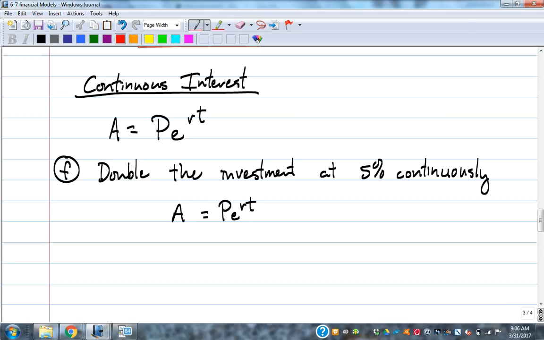Little different interest problem here. It asks us when we want to double our investment, which is always a good thing to do, at 5% interest compounded continuously. So to double an investment, what's it doing? It's multiplying itself by 2, right? What's the easiest investment to double? $1. I'm going to invest $1 and double it. So this is 2 equals 1 e to the, we know the rate.